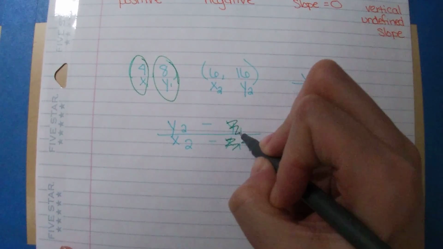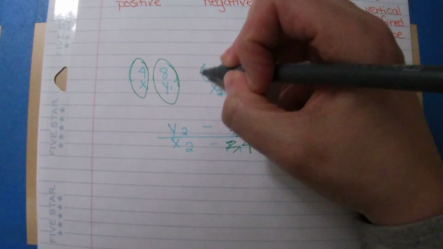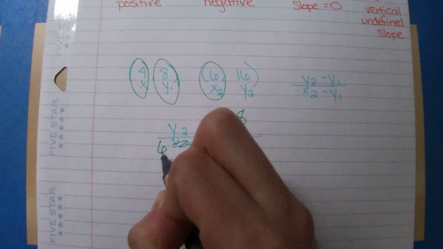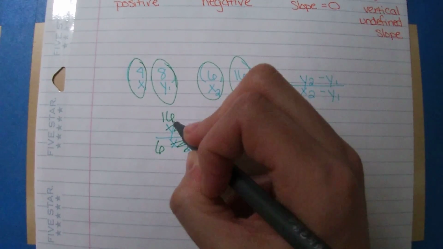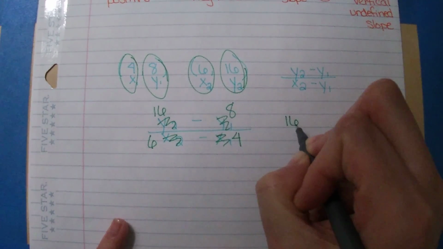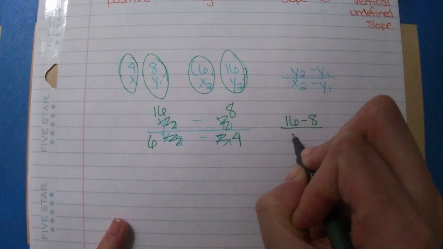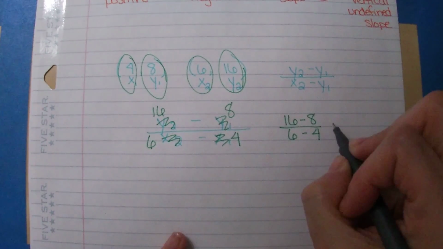My Y1 is 8. Now that subtraction is part of the formula, so it stays there. My X2 is 6. And my Y2 is 16. Okay, so this now says 16 minus 8 over 6 minus 4. And then you can use your calculator or whatever you want to do to simplify this, right?